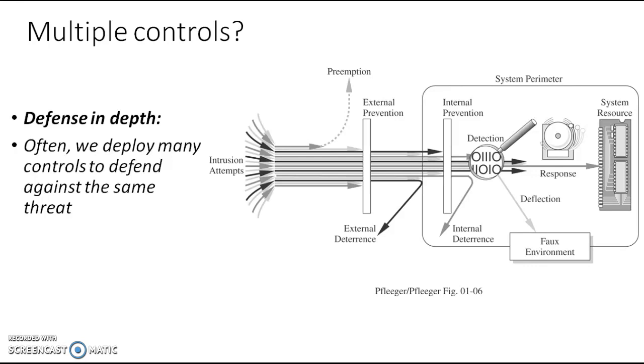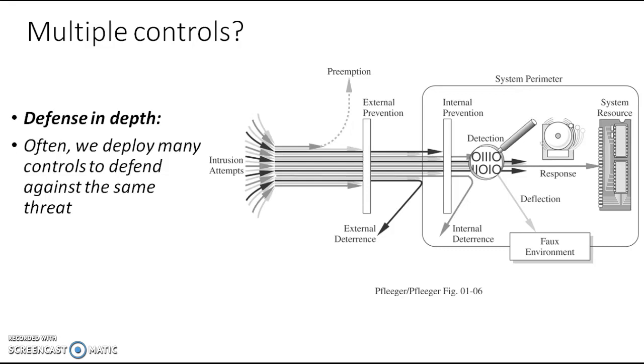Here in this slide you can see a complex system, showing how your system resources can be saved from the different attacks. This is called defense in depth. Often we deploy many controls to defend against the same threat. For example, on the left hand side, you can see intrusion attempts. Intrusion is like attacker attempts. On the left hand side you can see many attempts there.